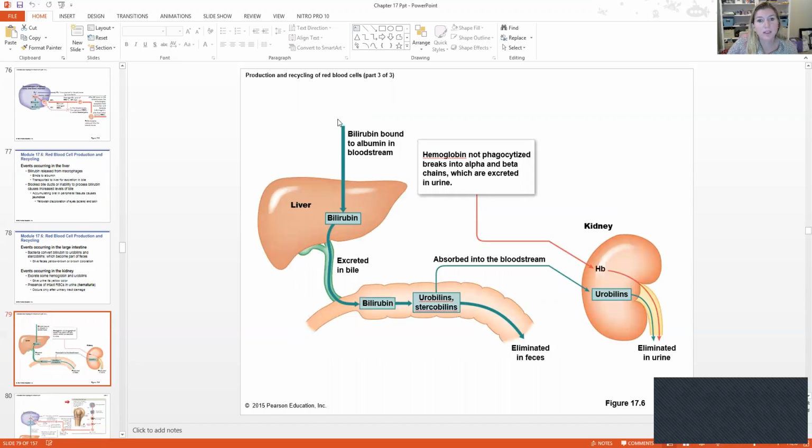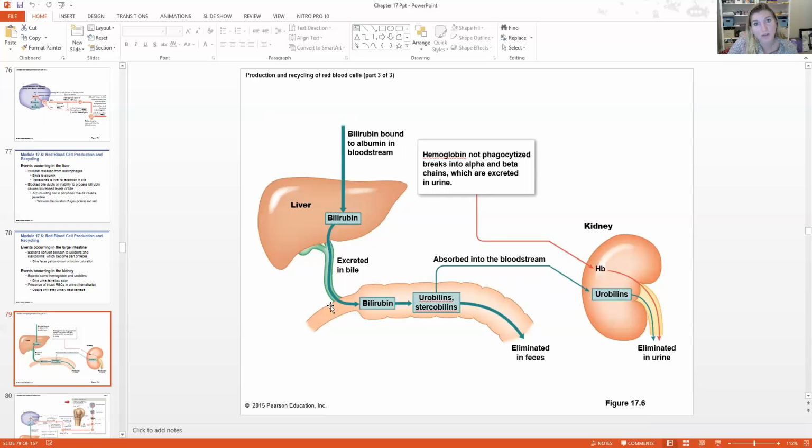So here's the process. The bilirubin is bound to albumin. It comes into the liver from general blood circulation. The liver is going to take that bilirubin, put it into the bile, right? The bile is going to be excreted into our digestive system, eventually getting to our large intestine. And from there, it's going to be converted into urobilins and stercobilins, and it can either be absorbed in the blood and excreted at the kidneys or eliminated in the feces.